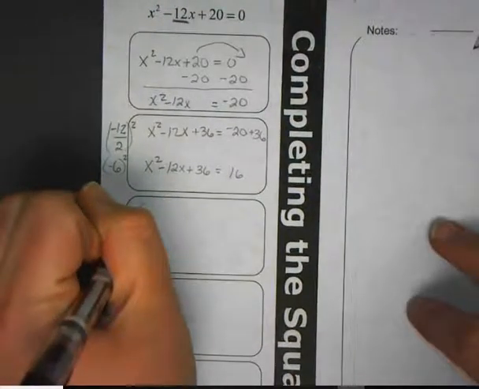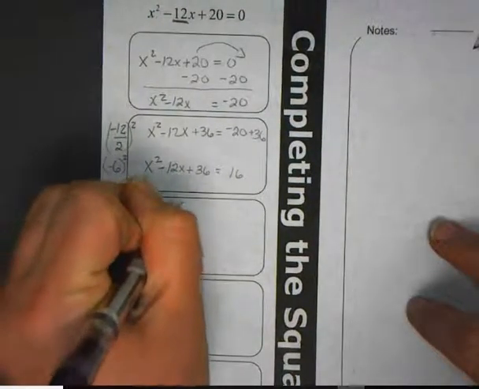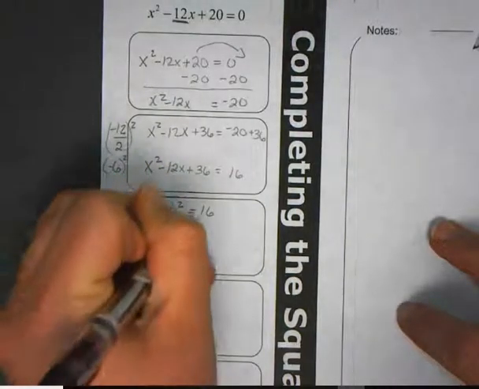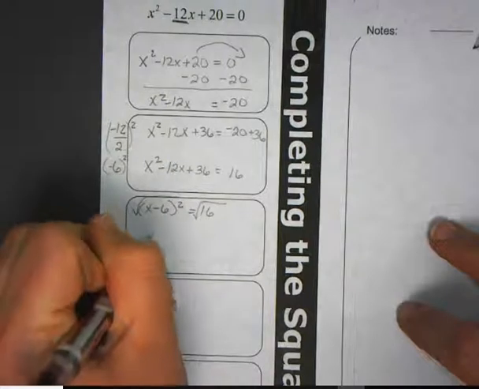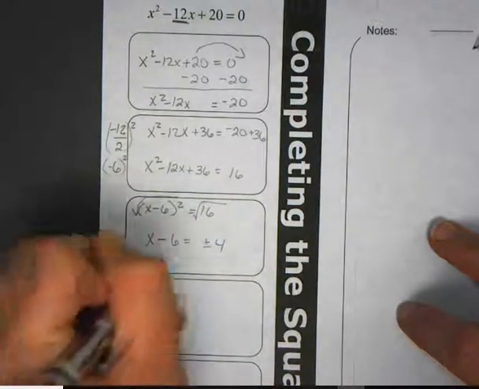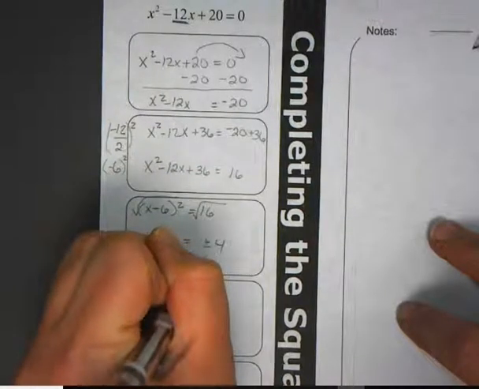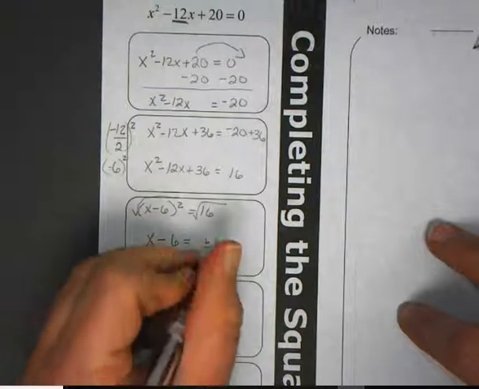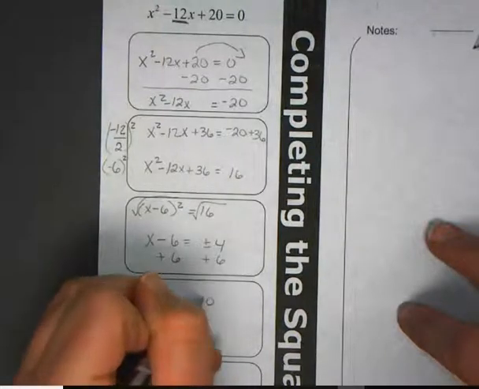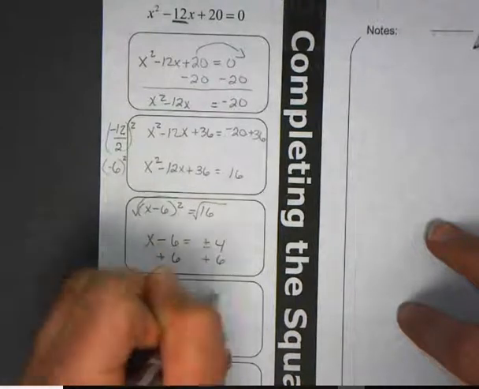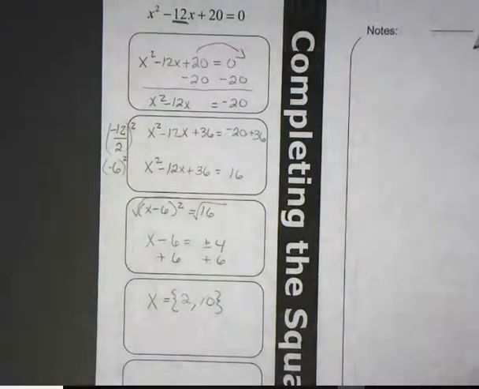So I'm going to write it as two factors. I'm going to have x minus 6 quantity squared equals 16. We're going to take the square root of both sides. That gives me x minus 6 is equal to positive or -4. Add 6 to both sides. And then we just have x equals 4 plus 6 is 10. -4 plus 6 is 2. So those are some nice whole numbers and very easy to do.